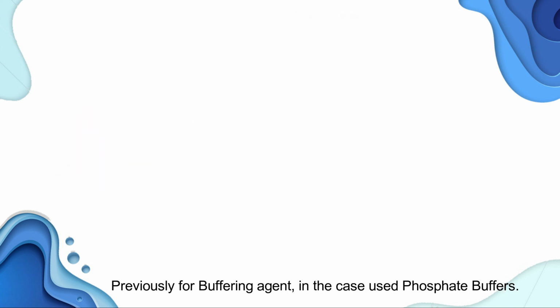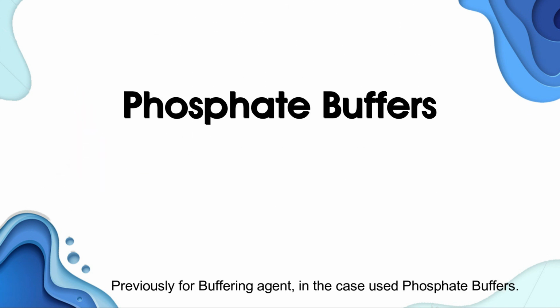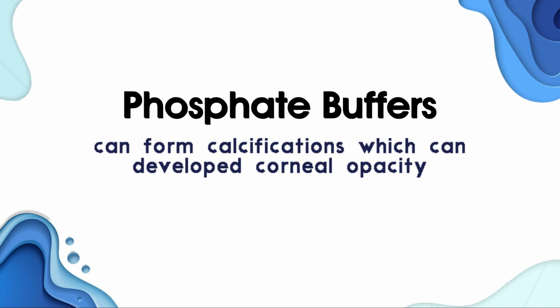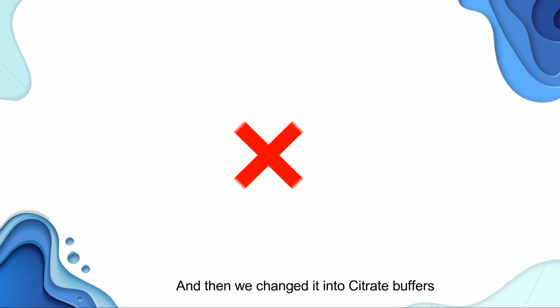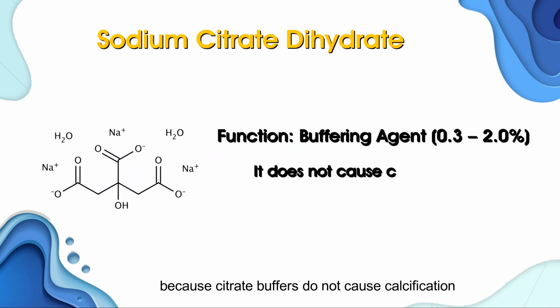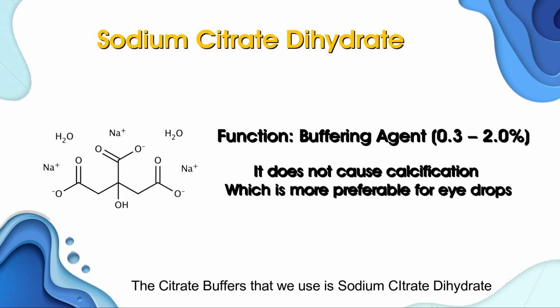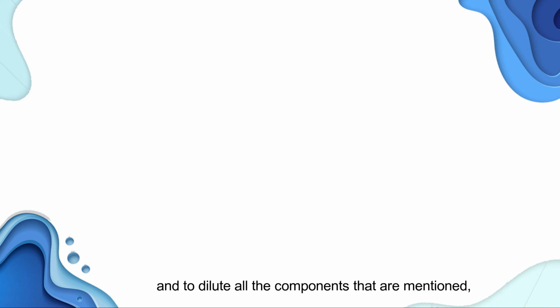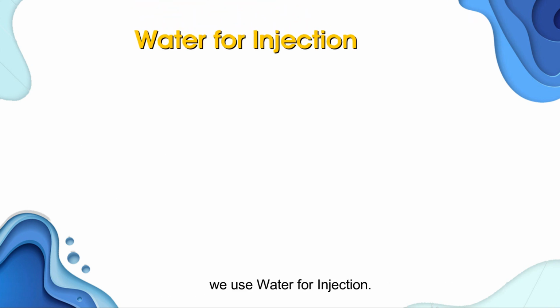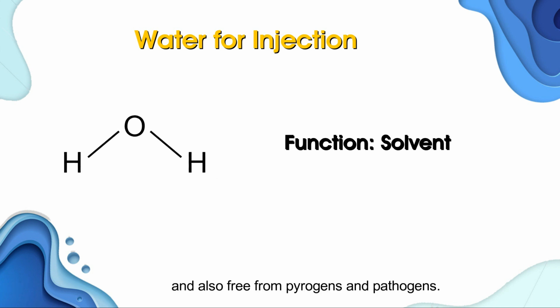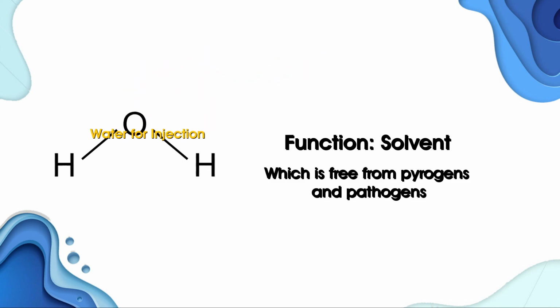Buffering agent. Previously in the case, we use phosphate buffer. Phosphate buffer can form calcification in patients that develop corneal opacity. So, we change it into citric buffer because citric buffers do not cause calcification and it is more preferable for eye drops. The citric buffer that we use is sodium citrate dihydrate. And to dilute all the components that are mentioned, we use water for injection because it is commonly used for ophthalmic administration and also free from pyrogens and pathogens.